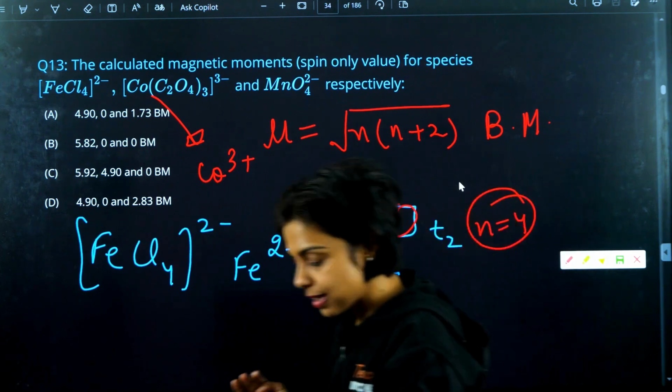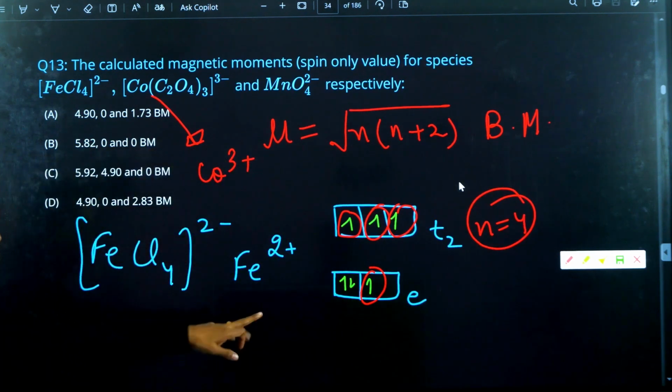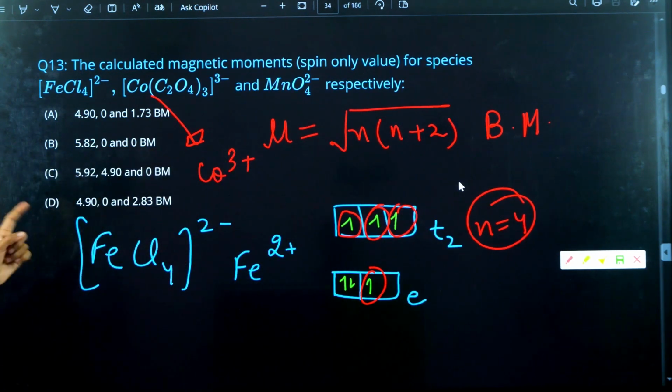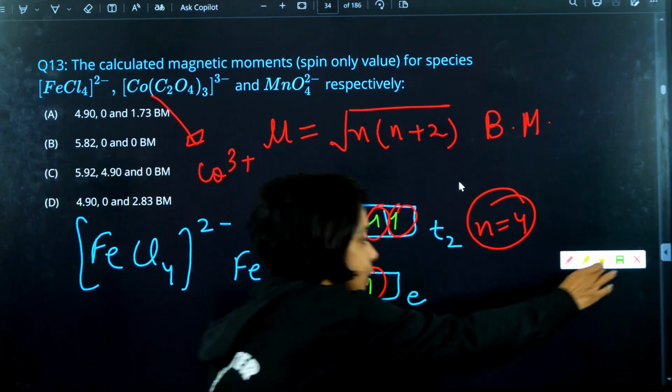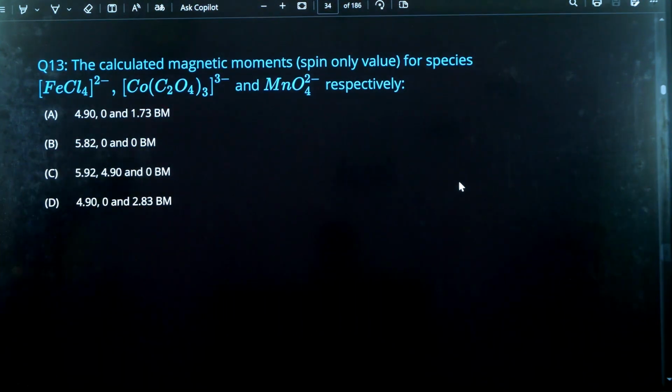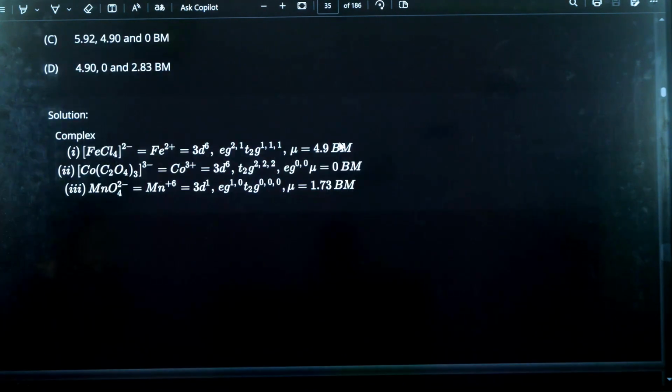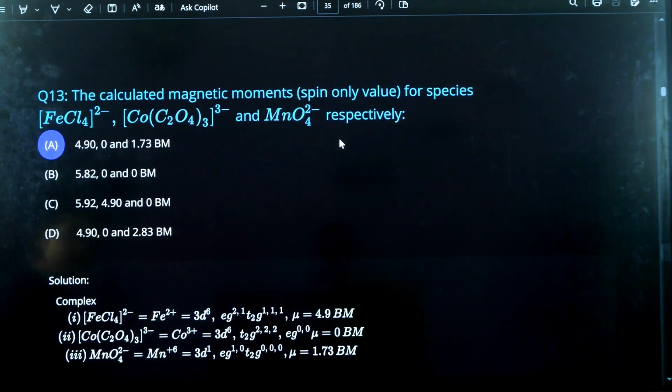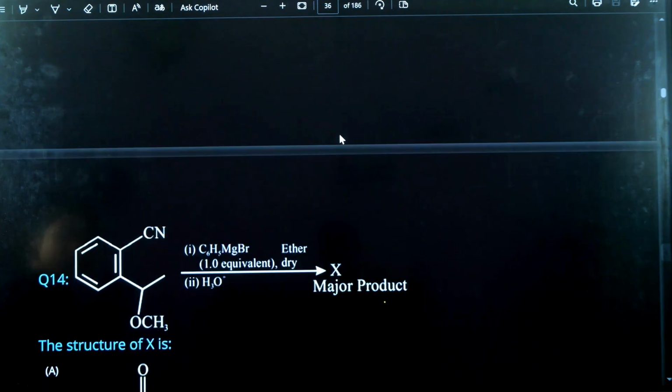So what should be the answer, guys? It has 4 unpaired electrons, so 4 point something, 0, 1 unpaired means 1 point something, right? So after solving this quickly, you can figure out your answer as A for apple. Got it, guys? So that is your answer, A for apple. Perfecto. Let's move on to the next question.